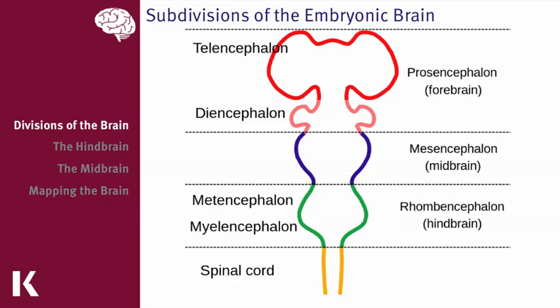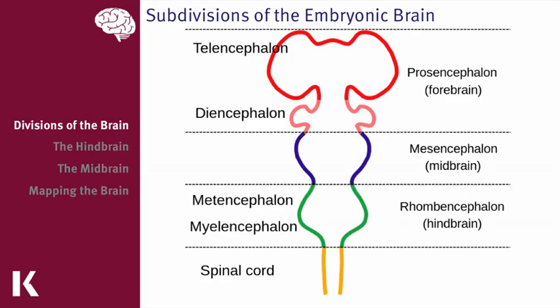You may also notice that the forebrain is further divided into the telencephalon and the diencephalon, and the hindbrain is divided into the metencephalon and myelencephalon. Now these words can be a little bit intimidating, but for the purposes of the MCAT, all you really need to be able to do is recognize that any word that ends in the suffix cephalon is associated with the brain.